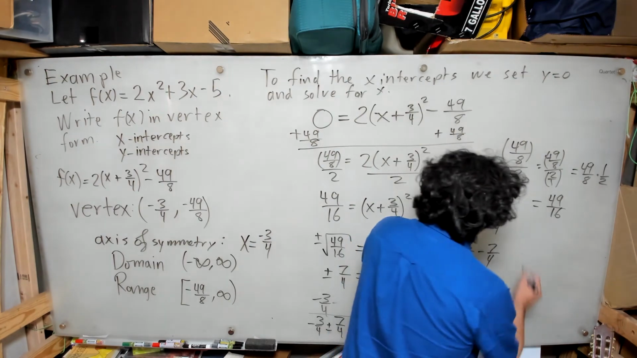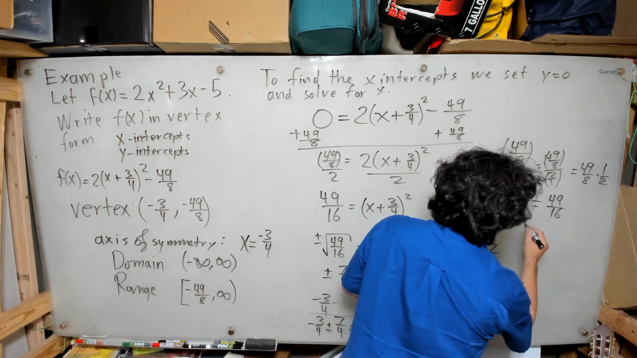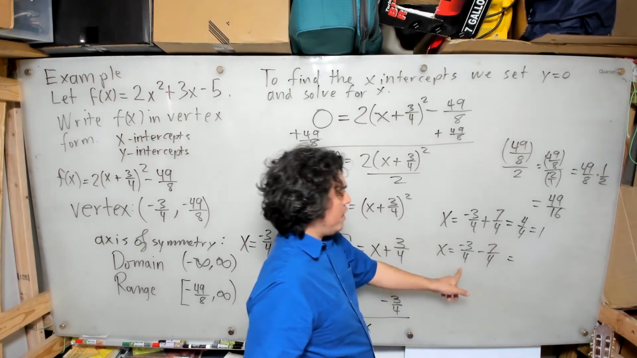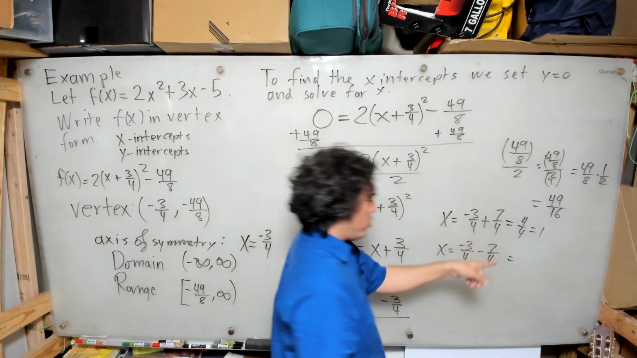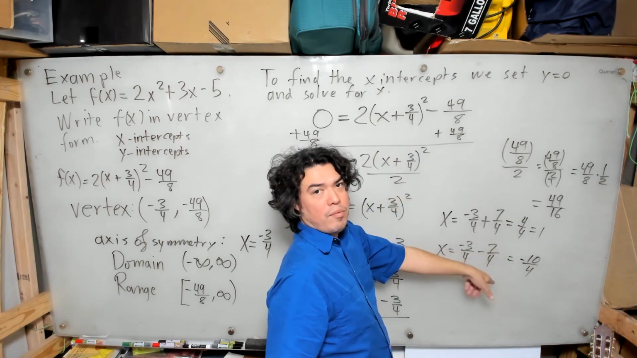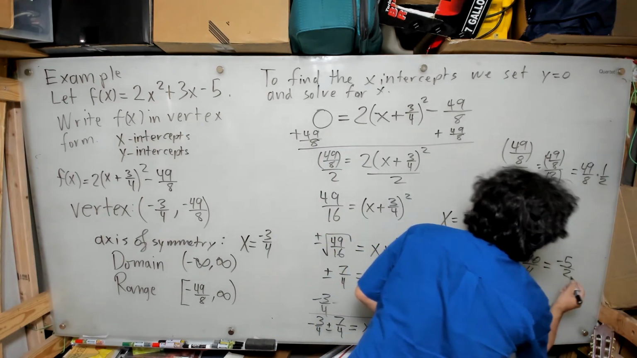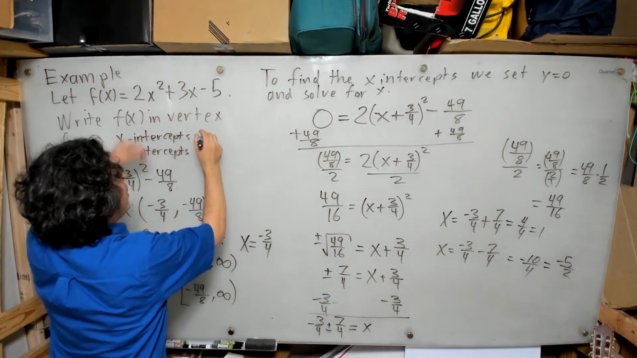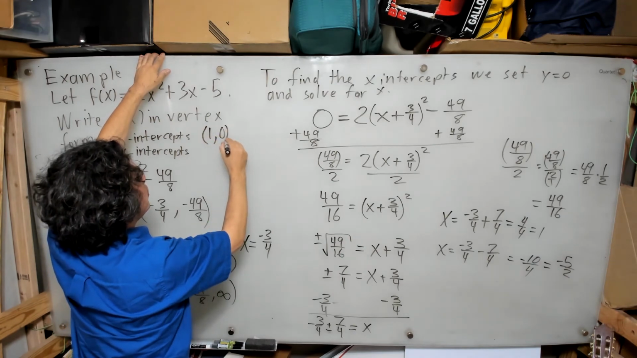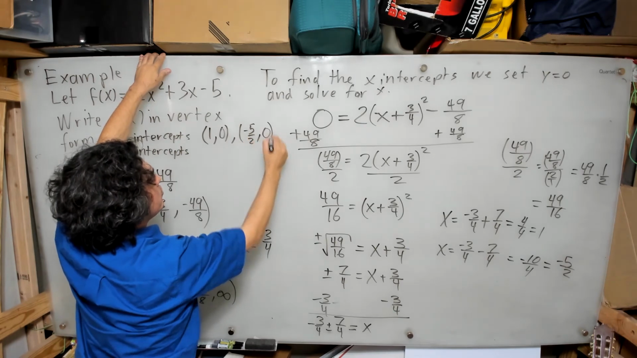Now, if it's negative 3/4 plus 7/4, that's going to be positive 4/4, which is just 1. And if it's negative 3/4 minus 7/4, that's negative 10/4. And that'll simplify when I divide the top and bottom by 2 to negative 5/2. So now let's summarize that here. What are my x-intercepts? My x-intercepts are (1, 0) and (negative 5/2, 0). Okay?